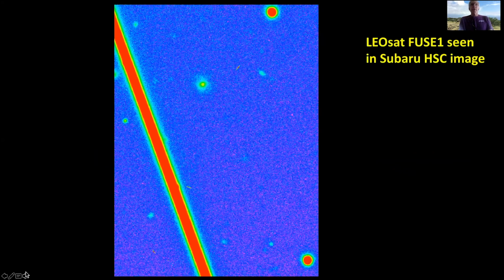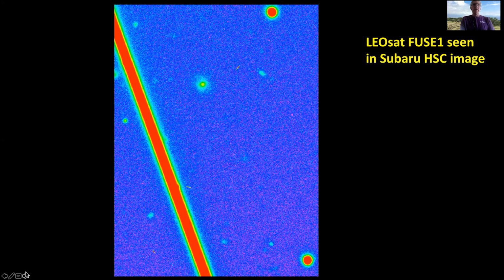So here we have a case where we found something quite like this on Subaru. This is the Fuse 1 satellite, which is about the same altitude, about the same range, and the same brightness generally as the version 0.9s. And this is a piece of a CCD on the Subaru image.